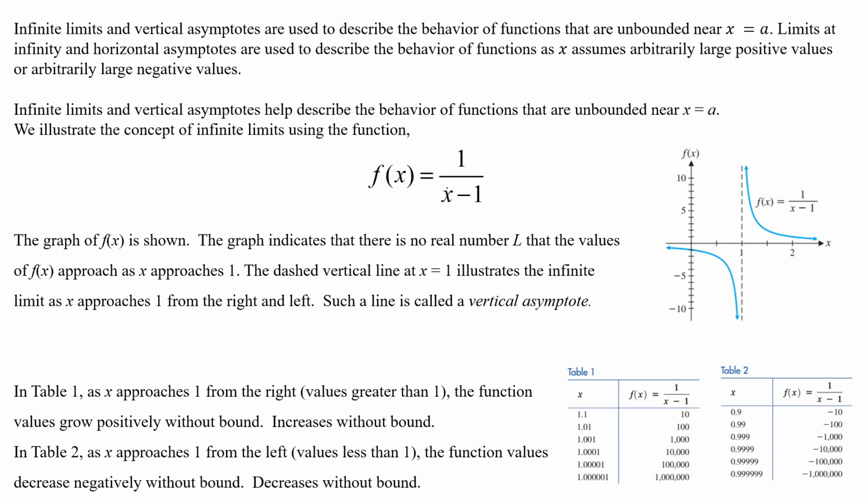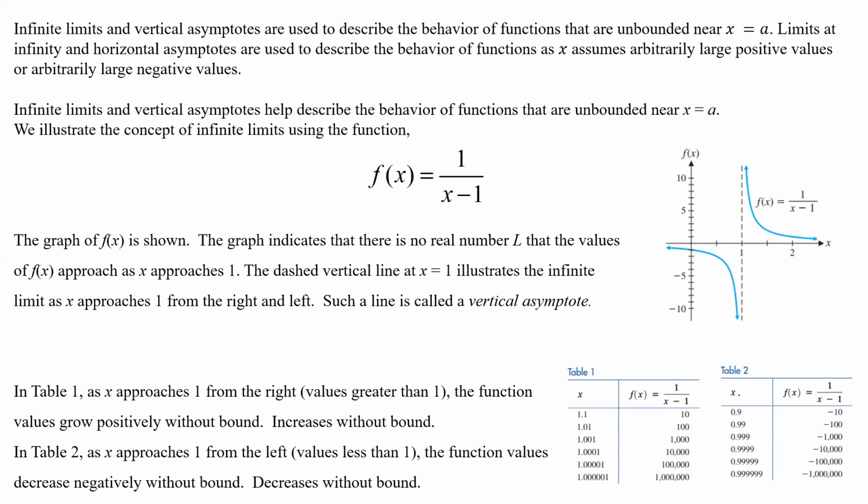Now, at this point, if we have x equal to 1, that's going to give us a 0 in the denominator, and we'll divide by 0, which is not possible. And so that means there's probably going to be a vertical asymptote at that point. And if we graph that, we do have that vertical asymptote at x equals 1. And so this is what the function would look like in blue. And so there's no real number L that the values of f of x approach as x approaches 1. So as we get closer and closer to 1 from the left side over here, we see that it's going towards negative infinity. And then as we approach from the right side, it's going up here towards positive infinity. Okay, and so that gives us that vertical asymptote.